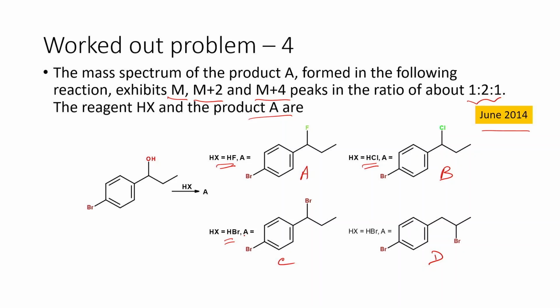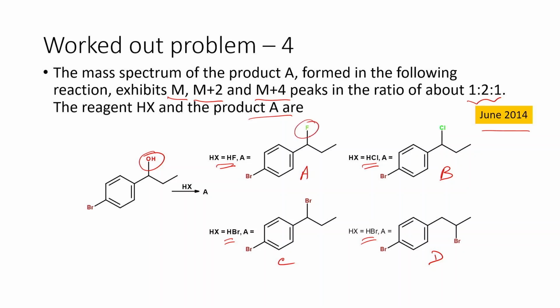And for 3 and 4, it is basically the HBr that is used as the reagent, and the different types of products are given. We have to identify what is the reaction that is taking place and what is the product that will be formed. Here we have a hydroxy unit. The hydroxy unit reacts with the HX and the hydroxy unit is replaced by the X unit.